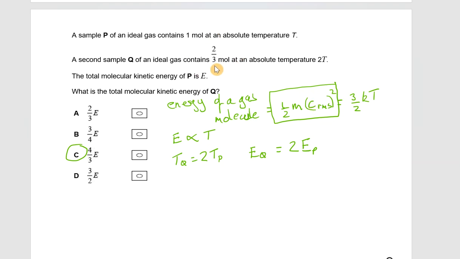So the number of moles is directly proportional to the number of particles. So if I multiply this number for the energy for each particle by the change in the number of moles, I'll get the total change in energy of the gas. So the total change in energy of Q is going to be 2 times the energy of P. Remember, these are just for the single particles, multiplied by the change in the number of particles, and that gives me 4/3 EP.